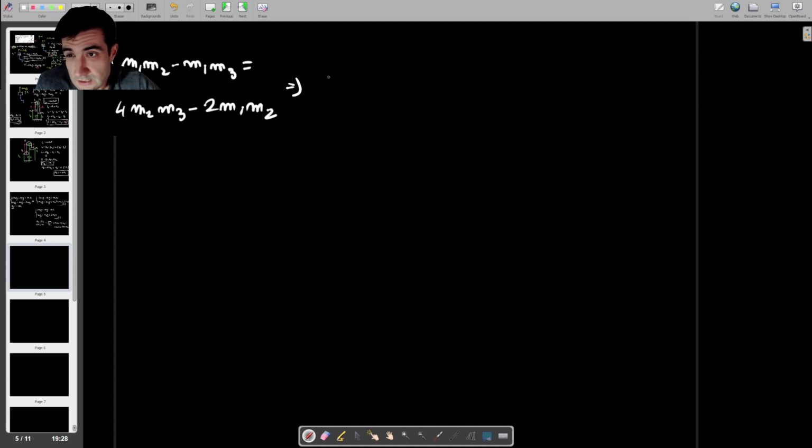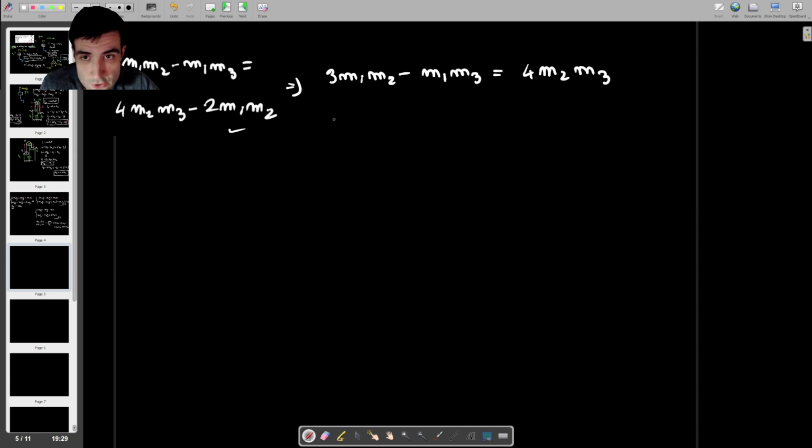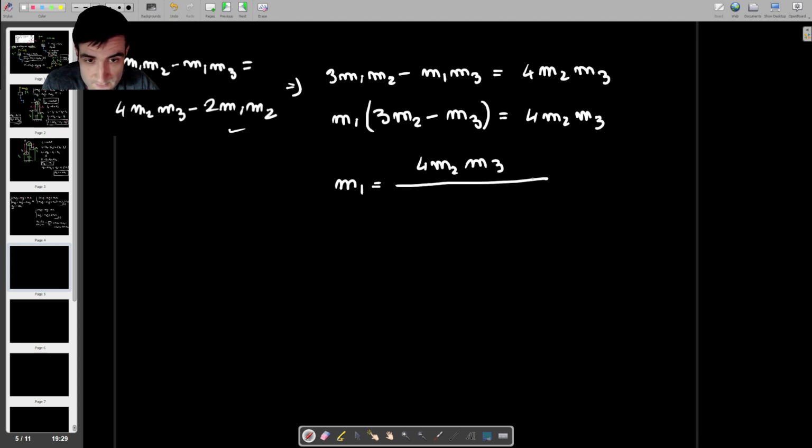So what we can do now is move some things around. I'll put this on the other side. So we have 3 m1 m2 minus m1 m3 equals 4 m2 m3. So here we have m1 times, I'm going to factorize, 3m2 minus m3, which is equal to 4m2 m3. So if you want the final answer in symbolic form, which is in my opinion the best way to write the final answer in physics, this is what it turns out to be.